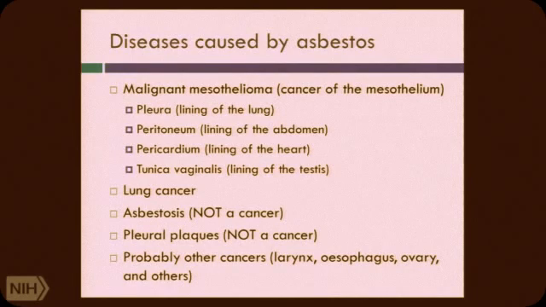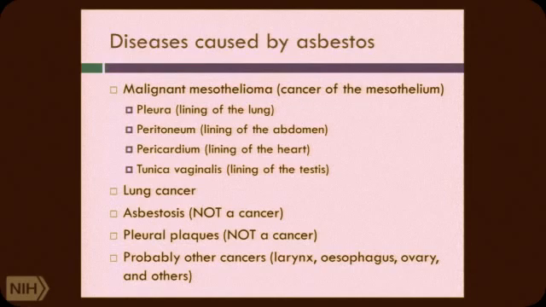So what diseases are caused by asbestos? Well, we're all here today to talk about malignant mesothelioma, which is the cancer of the mesothelium. But that is in the pleura, the lining of the lung, also the peritoneum, the lining of the abdomen, and more rarely in the pericardium, which lines the heart, and the tunica vaginalis, which lines the testis.